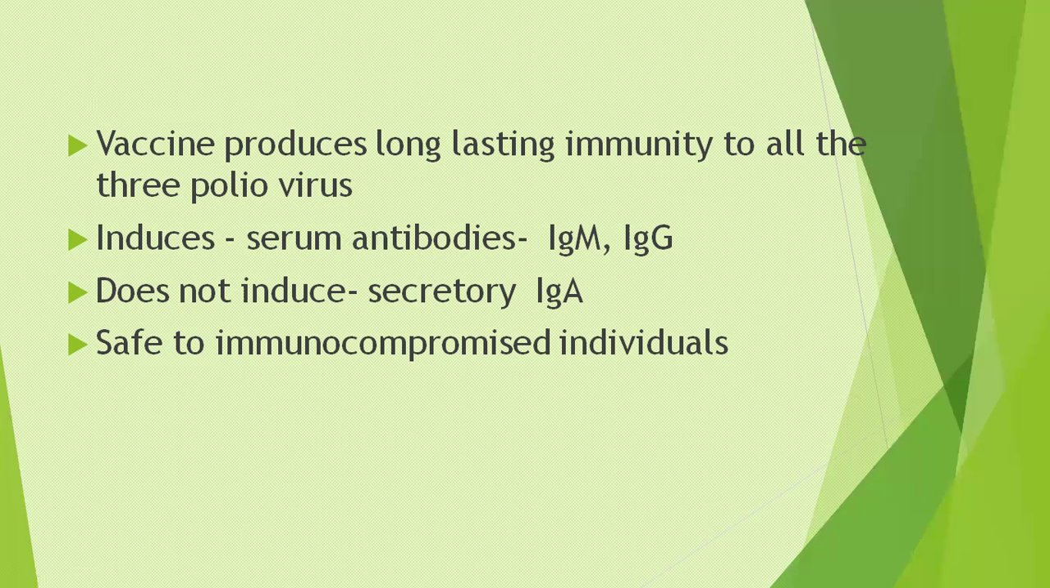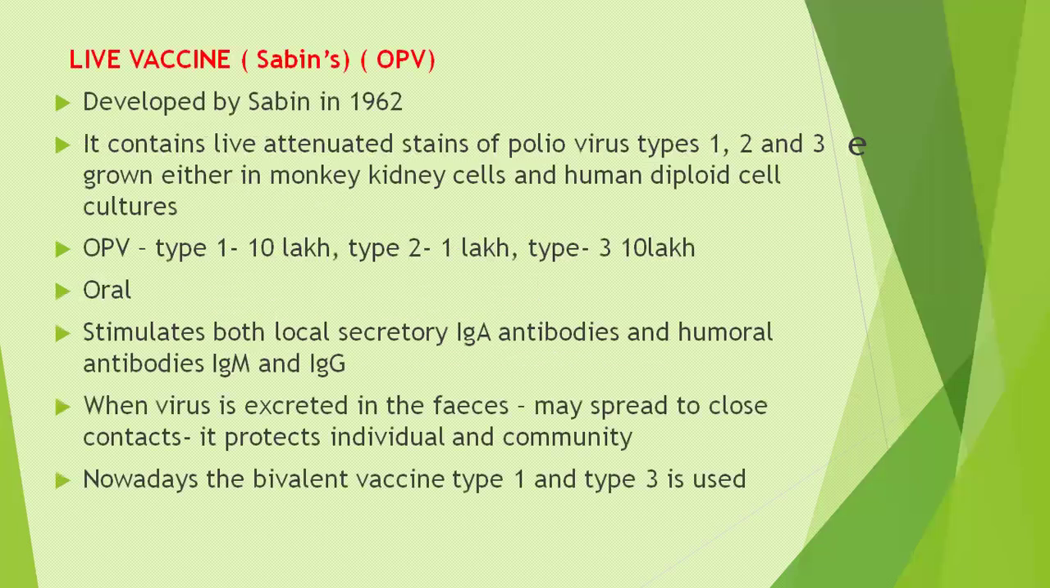But what is the disadvantage of this IPV? It does not provide herd immunity. What is meant by herd immunity? That is community immunity. Why does it not provide herd immunity? Because the virus is inactivated and cannot spread by the fecal-oral route, and it is not useful during epidemics. Why? Because there is no community protection. And it is a little bit more expensive than the oral polio vaccine.